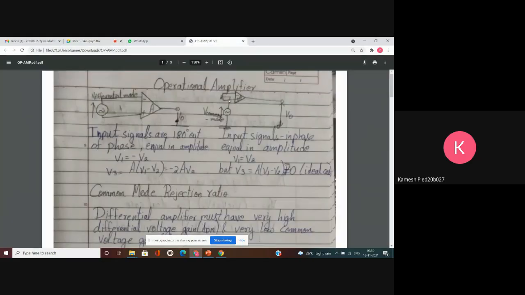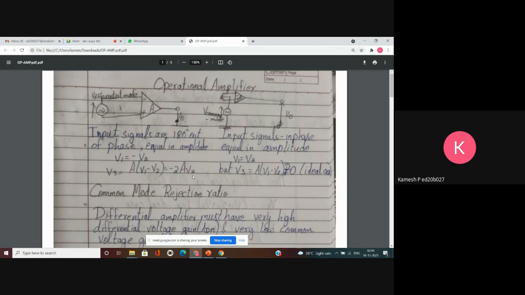Now let's see the various types of operational amplifiers. This is the differential mode of the amplifier, where the input signals are out of phase but equal in amplitude. V1 is equal to minus V2. So when substituted, the output V3 is equal to A into (V1 minus V2), which is equal to minus 2AV2.